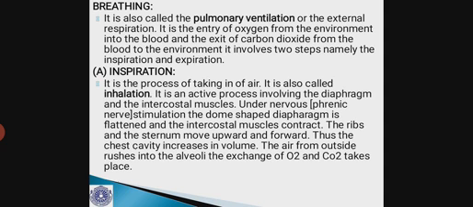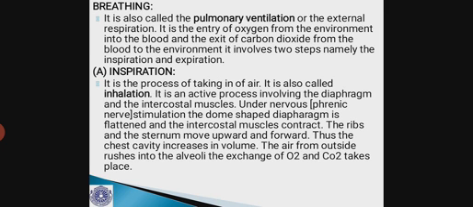What is inspiration? It is also called inhalation, and it is an active process involving the diaphragm and the intercostal muscles. What are intercostal muscles? These are specialized muscles found between the rib cages. You know rib cages? The rib cage is a skeletal component which protects the soft organs called lungs. And there are two types of intercostal muscles: external intercostal muscles and internal intercostal muscles.